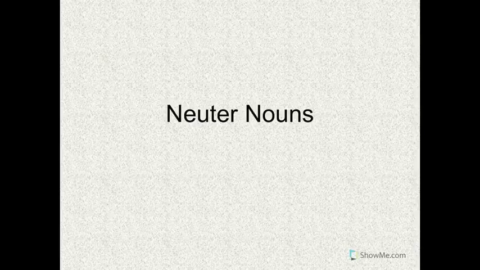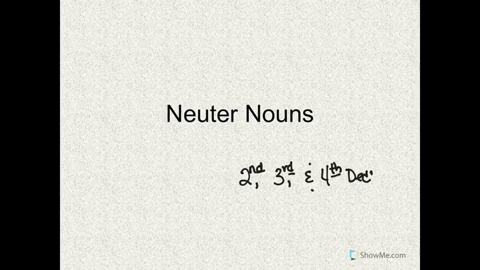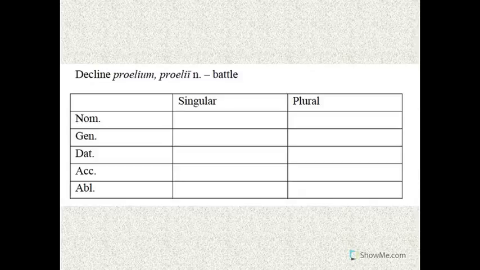Today we will be exploring neuter nouns. Neuter nouns only appear in the second, third, and fourth declensions. However, before we meet the fourth declension neuter nouns for the first time, let's review the neuter nouns of the second and third declensions. Remember that a declension is like a family, and you can easily identify which declension a noun belongs to by looking at the genitive singular.